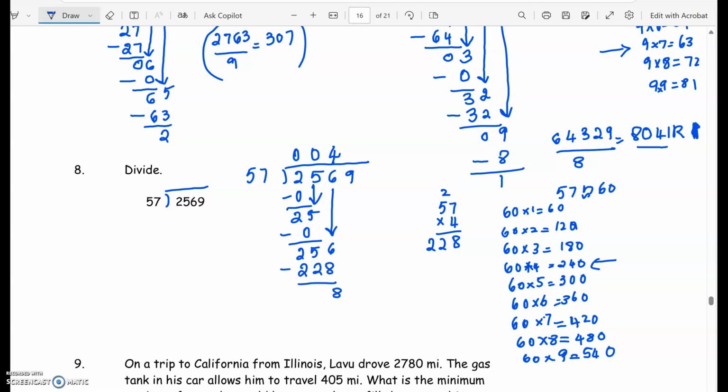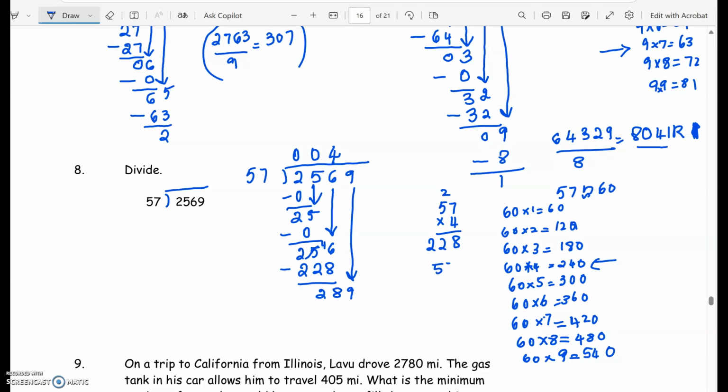8 minus 8 is 0. 6 becomes a 5, 5 minus 2 is 2, so you get 28. Bring the 9 down, and that's how you get 289. How many times does 57 go into 289? So a question that you could ask is, how many times does 60 go into 289? 60 times 5 is 300, which is pretty close.